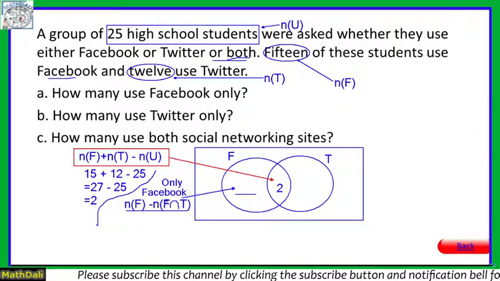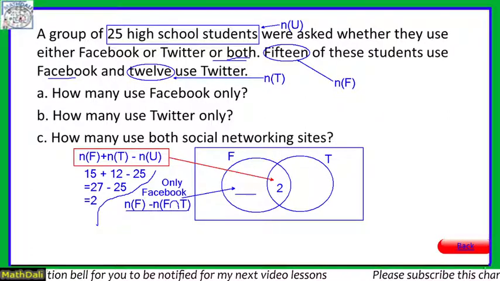Yan, only Facebook. Okay, so meron tayo ditong total na 15 na gumagamit lang ng Facebook. Kasama na diyan yung dalawa. Yung dalawa dun sa 15, gumagamit din ng Twitter bukod dun sa Facebook. So ibabawas natin tong dalawa na to dun sa 15.